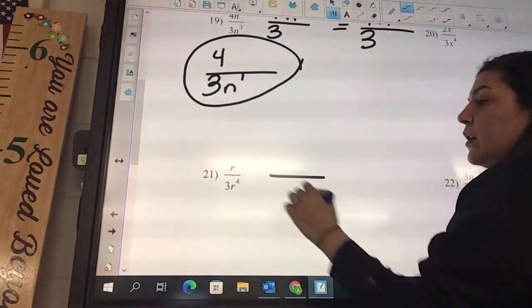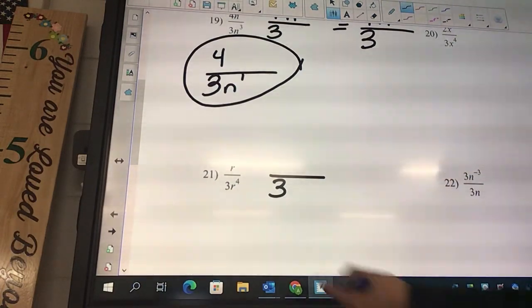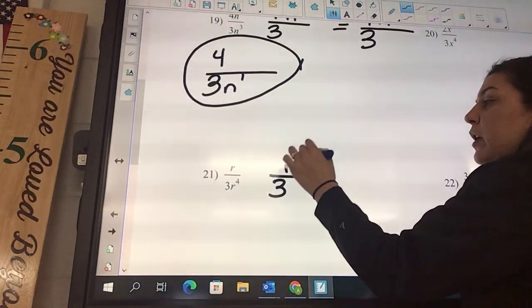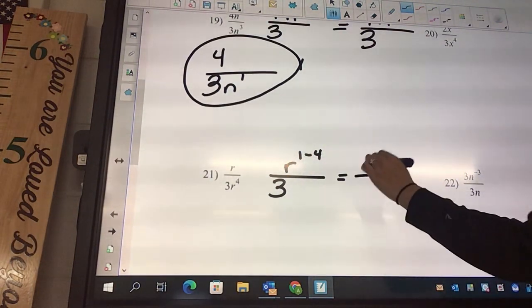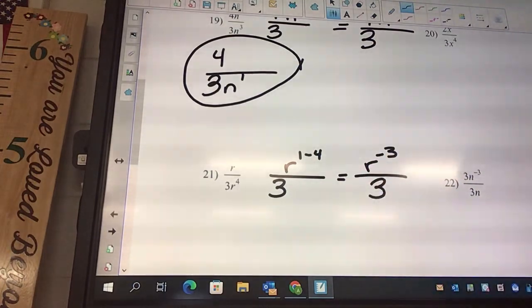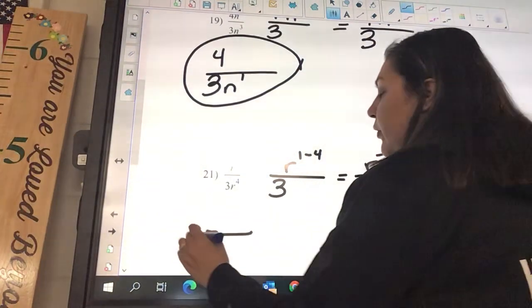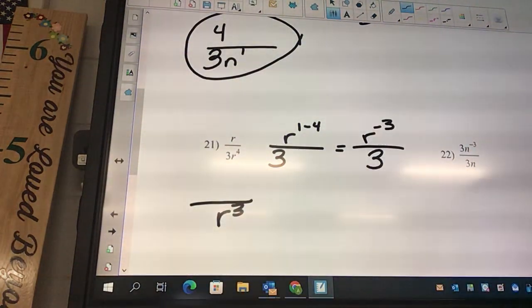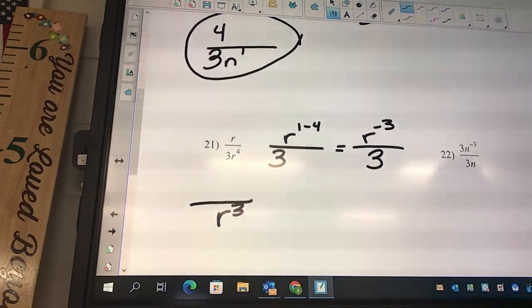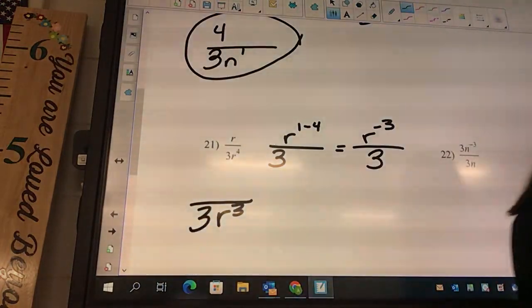Okay, 20, draw your bar, put your big numbers where they go, and then we always do the r's on top. So r to the 1 minus 4, so it's going to be r to the -3. And then we need to convert. Where's the r to the 3 go? Bottom. Where's the 3 go? On the bottom still, we don't move it. And then what goes on top? A 1.